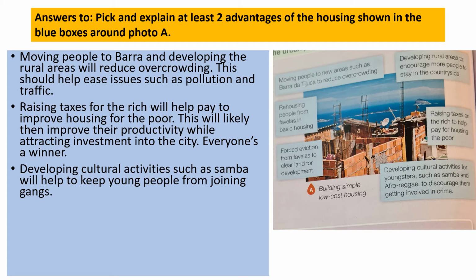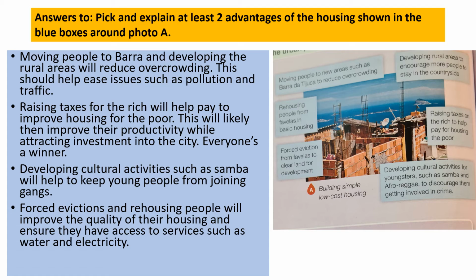Developing cultural activities such as samba will help keep young people from joining the gangs. Okay, so give the young people something else to do rather than join the gangs. This will help hopefully to reduce the problem in the future. And also, forced eviction and rehousing people will improve the quality of their housing and ensure they have access to services such as water and electricity. So before you move on, make sure you've explained some of the advantages, at least 2 of them.